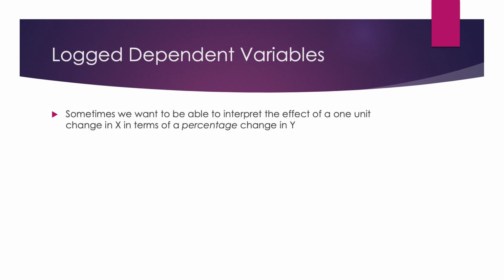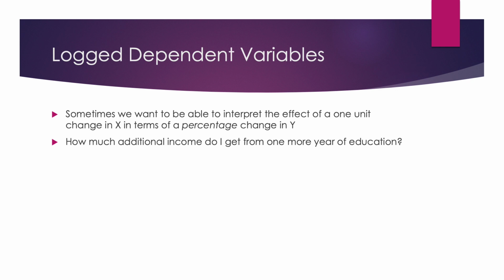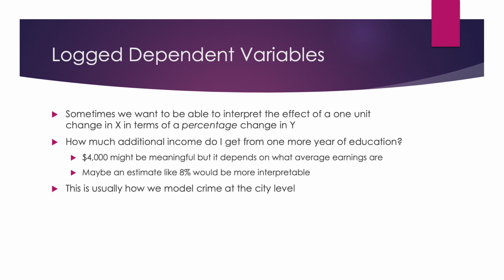Sometimes, we want to be able to interpret the effect of a 1 unit change in x in terms of a percentage change in y. So maybe how much additional income do I get from one more year of education? $4,000 might be meaningful, but that depends on what the average earnings are. And maybe an estimate like an 8% increase in income would be more interpretable. And this is usually how we model crime, for example, at a city level.